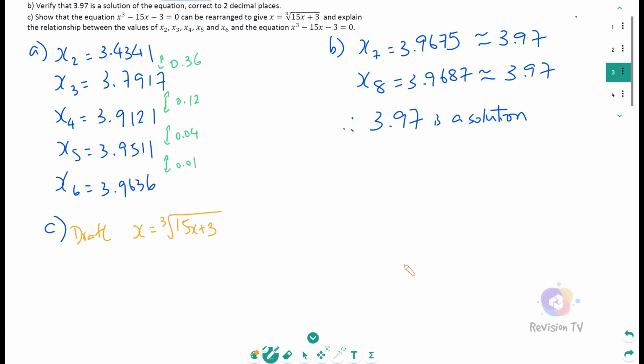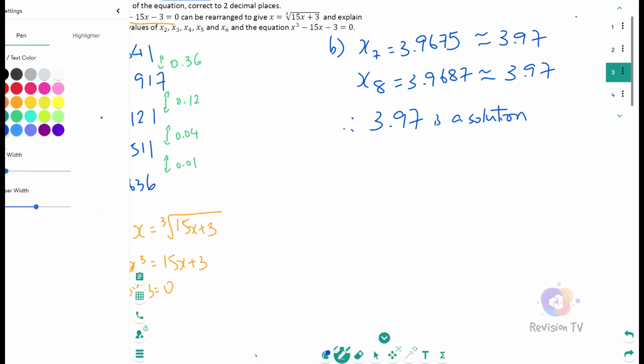So what we can do here is, we know the original equation has one side equals 0. So we're trying to make everything go to one side. So first of all, to get rid of the cube root, we cube the other side. So x cubed equals 15x plus 3. And then to make everything equal 0, I can bring the 15x and 3 to the left-hand side. So x cubed minus 15x minus 3 equals 0. And that's how we got to the equation.